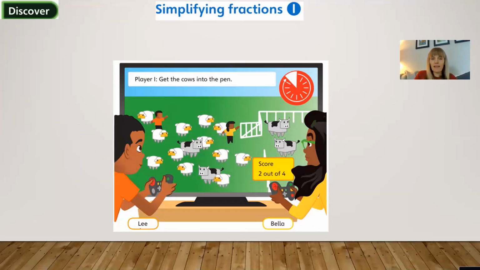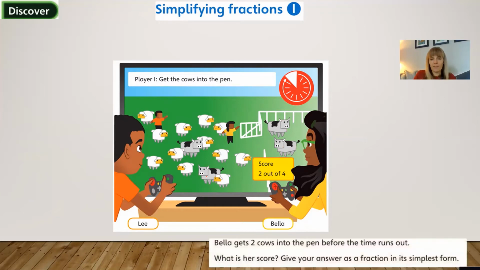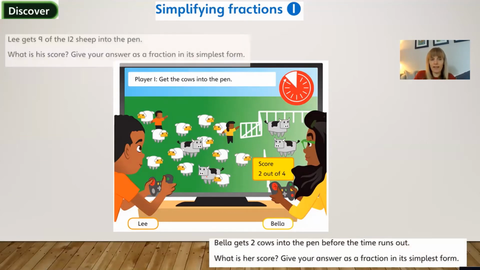So we've got Lee and Bella playing a computer game, and they're trying to get the sheep and the cows into the pen. Now, they've said, player one, get the cows into the pen, which is Bella's go. Now, she has got, you can see, 2 cows in the pen and 2 cows left outside. So how many cows are there altogether? She's got 4 cows and 2 are inside the pen. So what's her score? Can you give your answer as a fraction in its simplest form? That's what we're going to look at first. So how do we write that 2 out of 4 as a fraction, and then how do we simplify it?